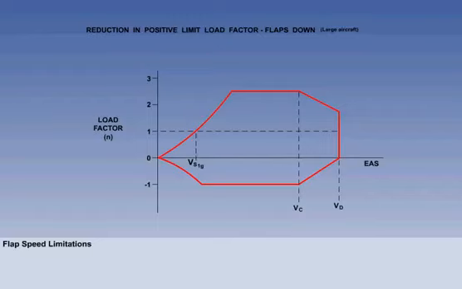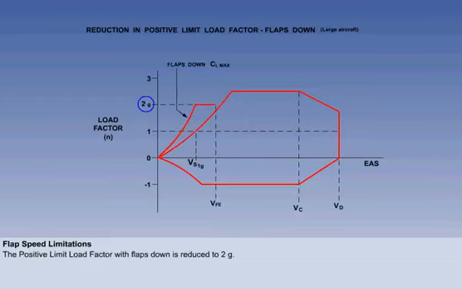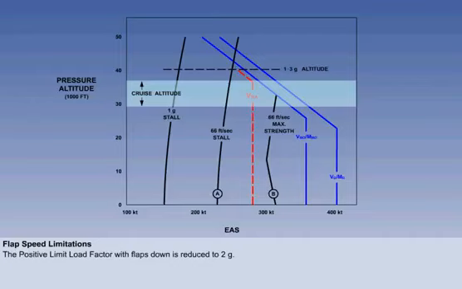To give adequate protection to both the flaps and the wing structure, there is a maximum speed at which the aircraft can be flown with the flaps down, VFE. To safeguard the wing structure, the positive limit load factor with flaps down is reduced to 2G. You can see, when flying at a typical cruise altitude at VRA in turbulence, there is an equal margin of safety to the gust stall and the maximum strength of the structure.